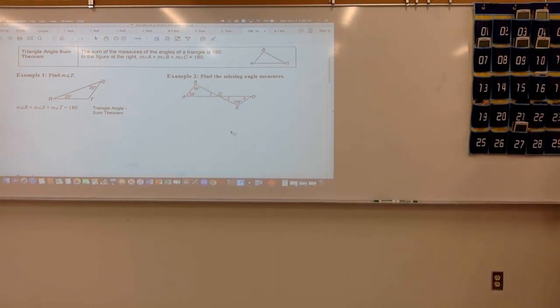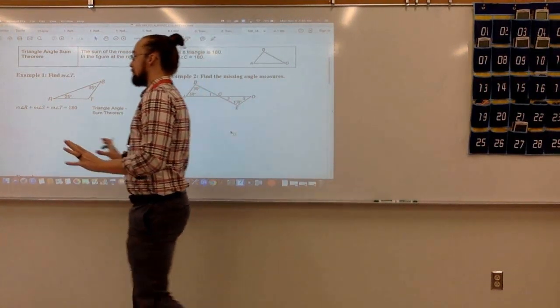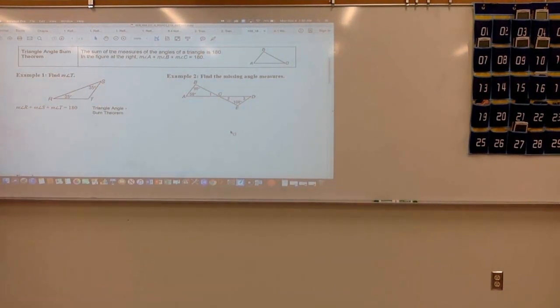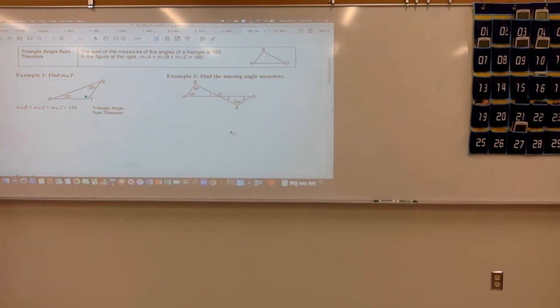So the first idea on the front of the paper is just that all three angles inside of a triangle always have to add to 180. That's always true, no matter what. So in something like this, we can call this missing angle x, or we can just leave it as the measure of angle t. And when we set up an equation to solve, we're just going to say, well, angle r is 25 degrees plus angle s is 35 degrees plus we can call the measure of angle t x, or we can just leave it as the measure of angle t.